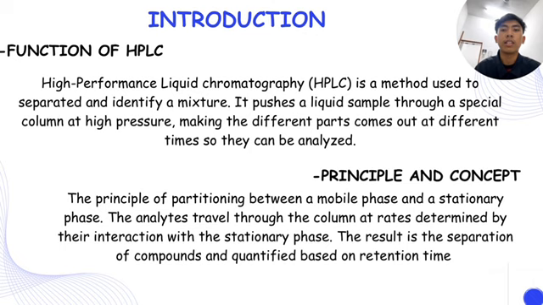Firstly, introduction. Function of HPLC. High performance liquid chromatography is a method used to separate and identify a mixture. It pushes a liquid sample through a special column at high pressure, making the different parts come up at different times so they can be analyzed.